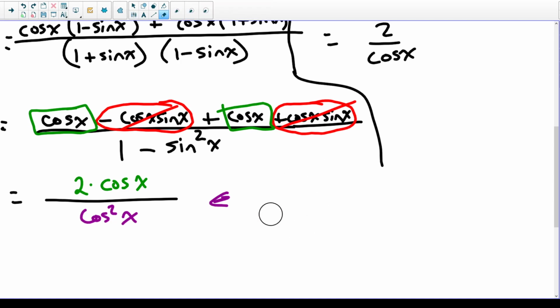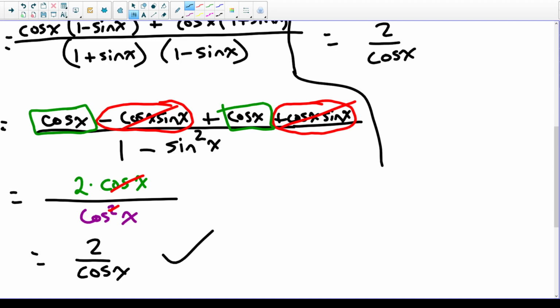So what's going to happen with the 2 cos x's? The 2 cos x's are going to cancel out. One of them is going to get canceled out from the bottom. And we're left with 2 over cos x, which is exactly the same thing as what was on that side.